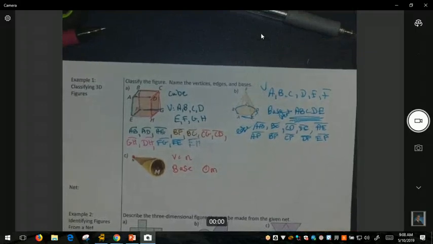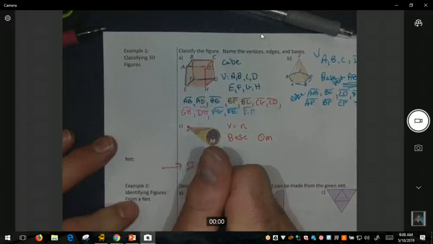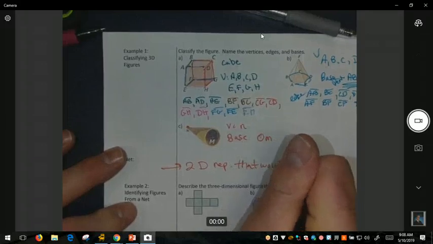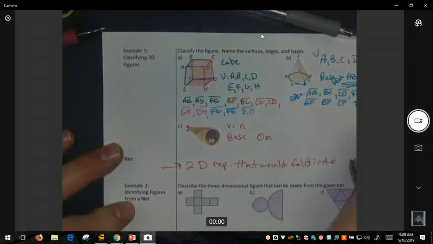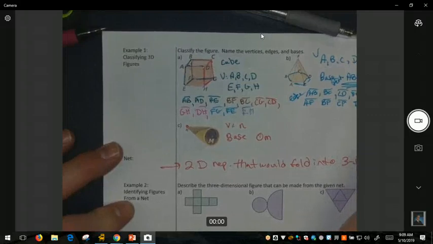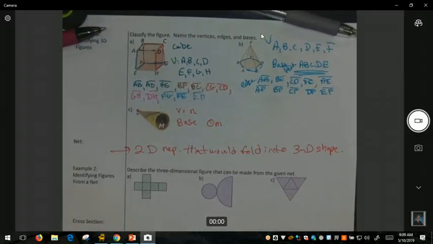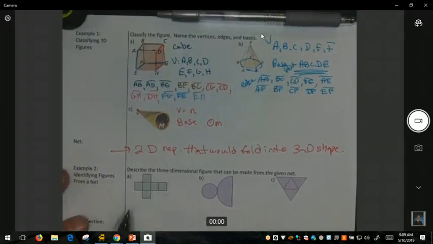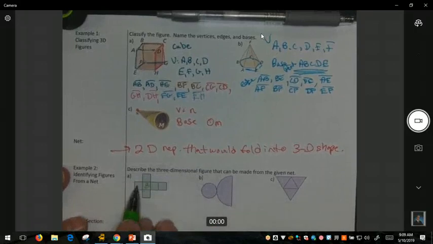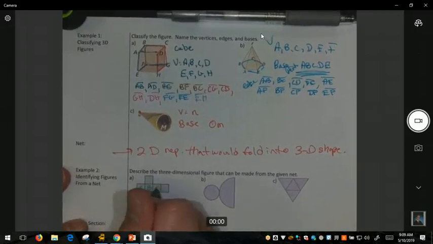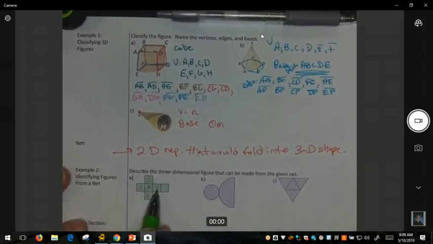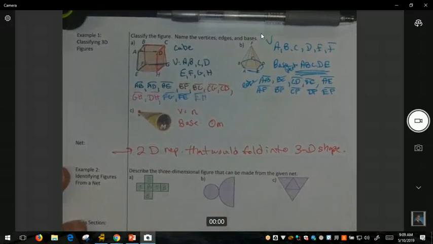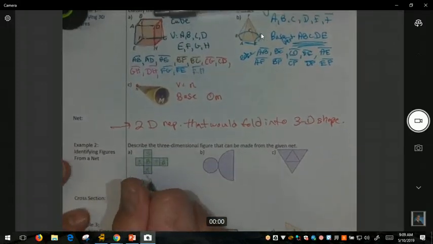A net is a 2-dimensional representation that would fold into a 3-dimensional shape. So for example, with these identifying figures from a net, if I make this a base, then this will be a side when it folds up, and this will be a side when it folds up, and this will be a side when it folds up, and this will be a side. This will fold up and have something that can fold down. It'll be the other base. But we know from our exploration that this will be a cube.